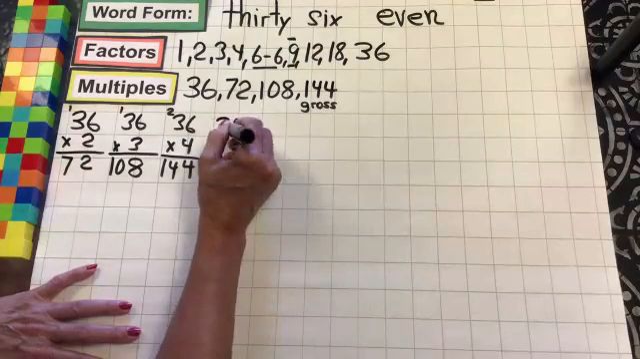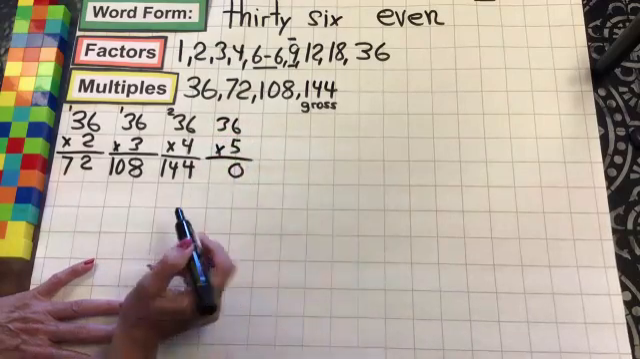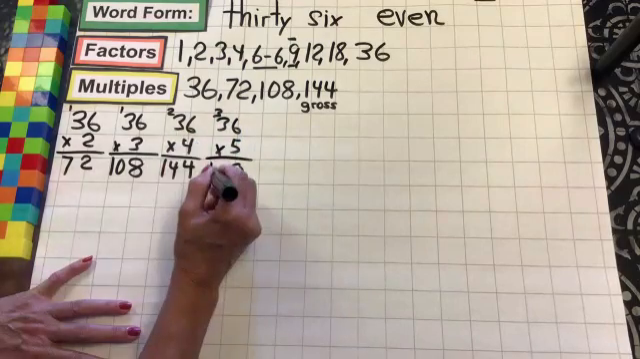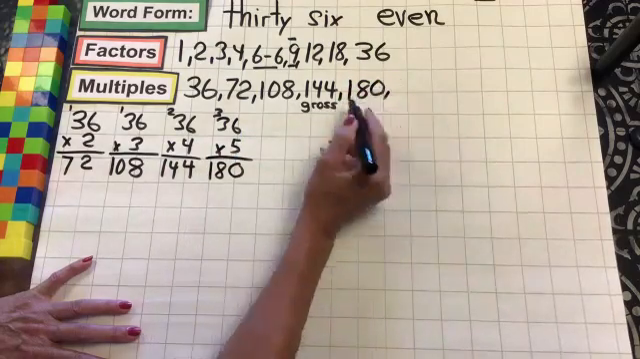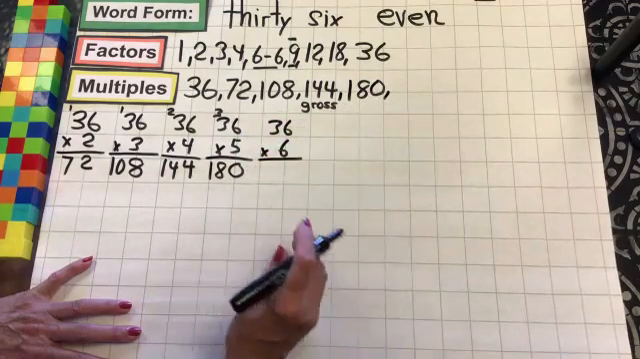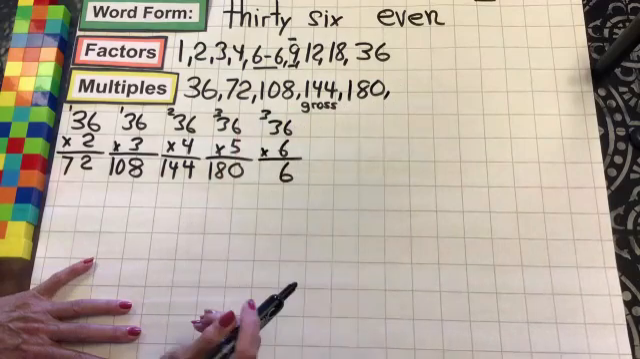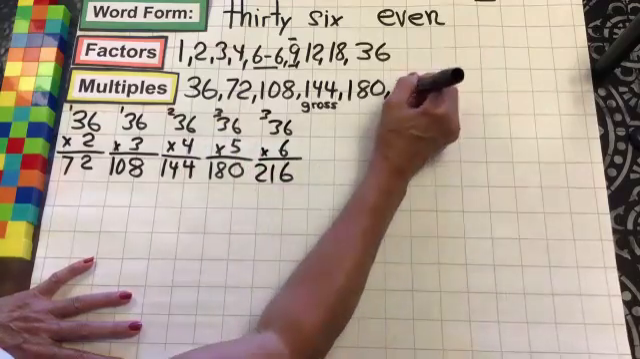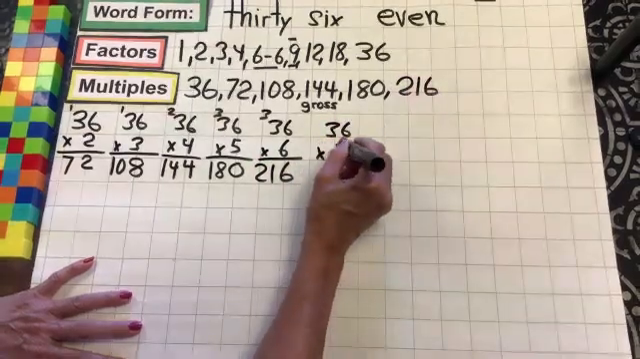All right, here we go. 36 times 5. 5 times 6 is 30. Drop the 0, carry the 3. 5 times 3 is 15, plus 3 is 18. So we have 180. Again, equals 9. Let's do 6 36s. 6 times 6 is 36. Drop the 6, carry the 3. 6 times 3 is 18, plus 3 is 21. Add them up. Does it add up to 9? Sure does.